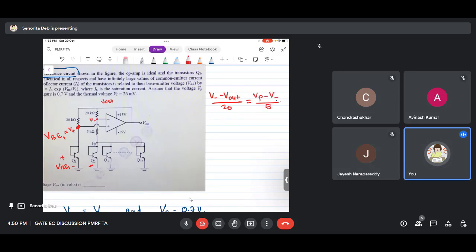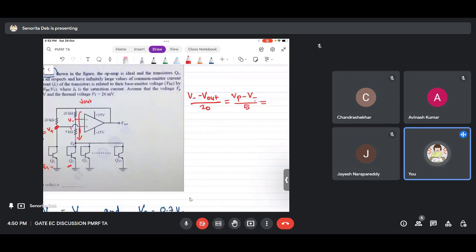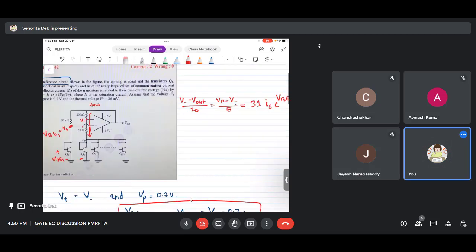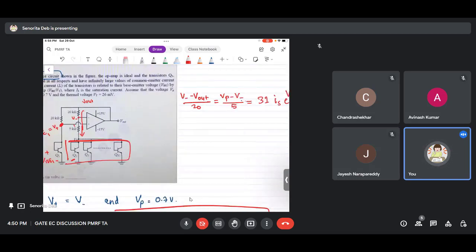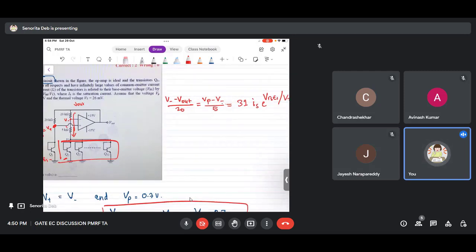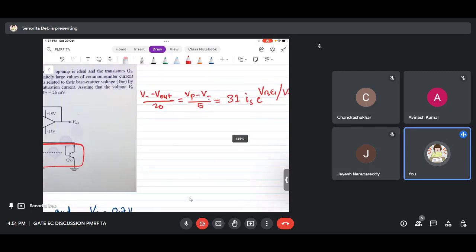Now this is nothing but the total current that is flowing from here, and the current is 31 times Is e to the power Vb1 by Vt. How 31? Because there are 31 transistors here, so the total current will be the sum of all. Okay, so now you have one equation like this. Now another equation will be from this IC1, which is Is e to the power Vb1 by Vt.